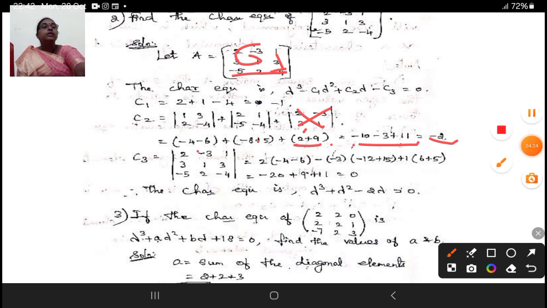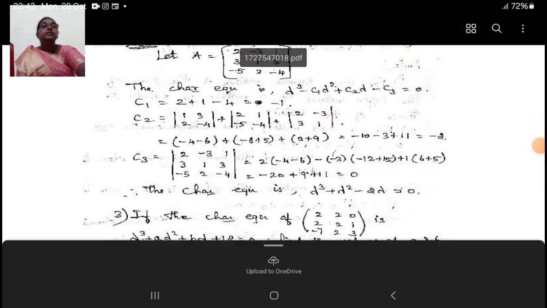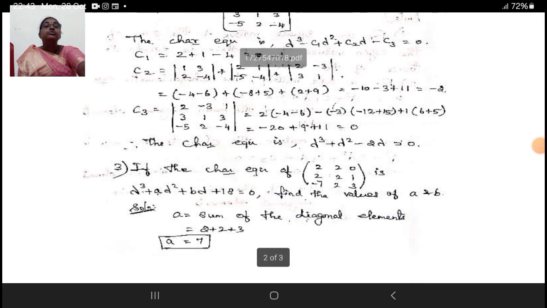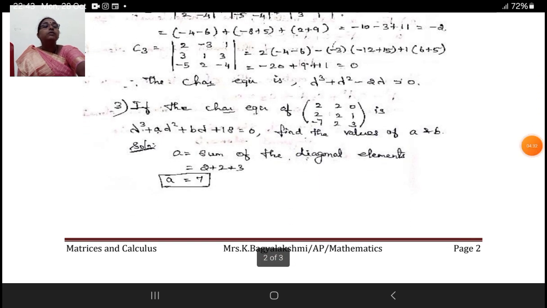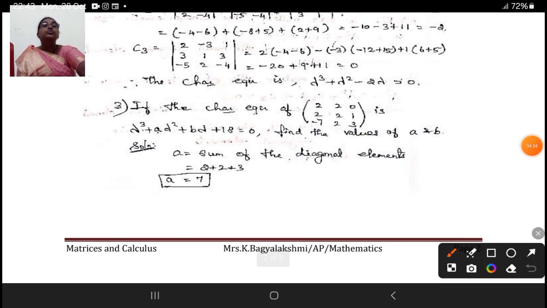Next go for the C3 value. C3 is nothing but the determinant of A, which we already studied in school. For the first row alone, we consider 2 into the remaining values after omitting its row and column, the remaining 4 values. So 1 minus 4, 2, first cross minus second cross, you write the value.